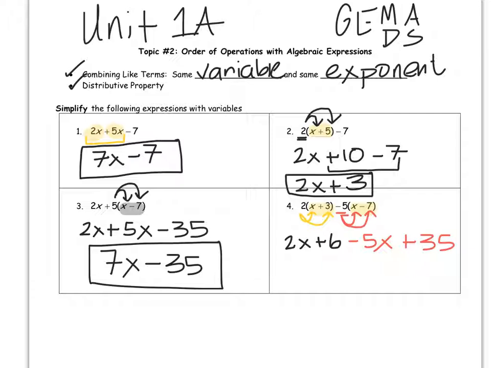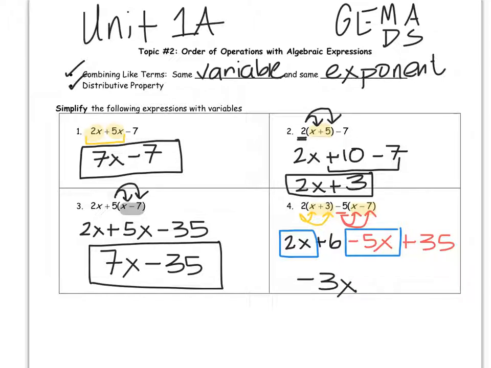Now I'm going to look through this problem from left to right. I'm going to see what I can combine. So I have some addition here, but these are not like terms. So I'm going to move right along and look for things that are like terms. I have this 2x. I also have a negative 5x. Those are like terms. I'm going to combine those like terms. And 2x minus 5x is negative 3x.